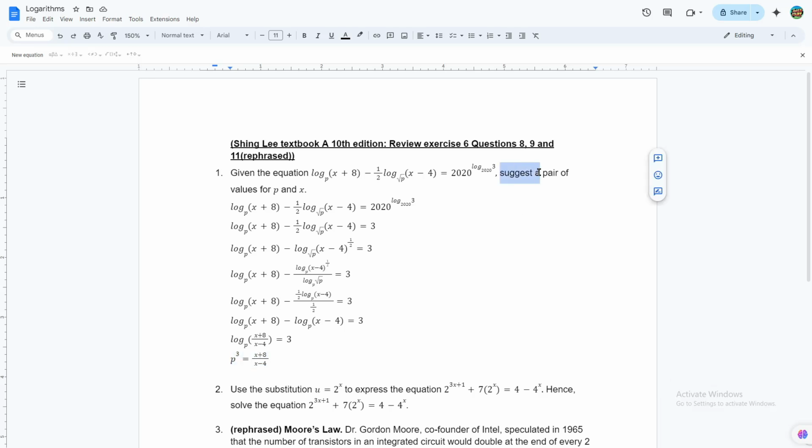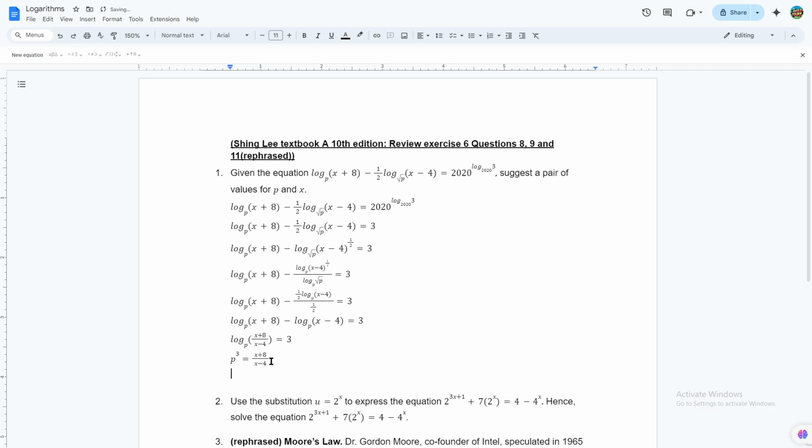So this question says suggest a pair of values for p and x. That means we can come up with a value for either p or a value for x. And there is no standard value for p and x. So what we're gonna do now is we can let p be any number of your choice, but in this question I picked 2.